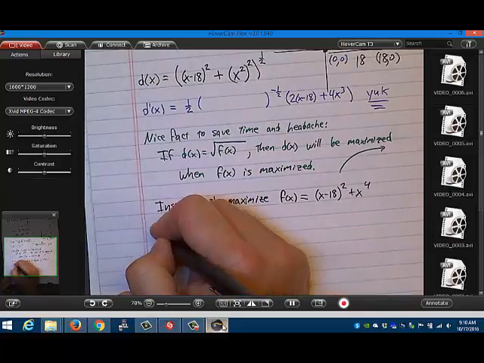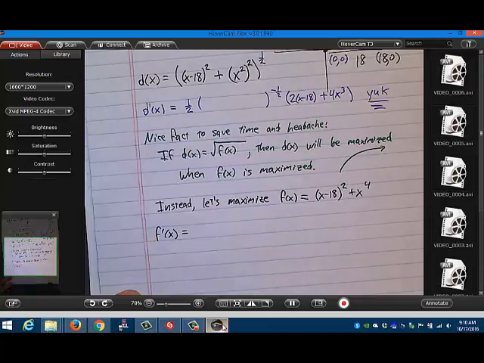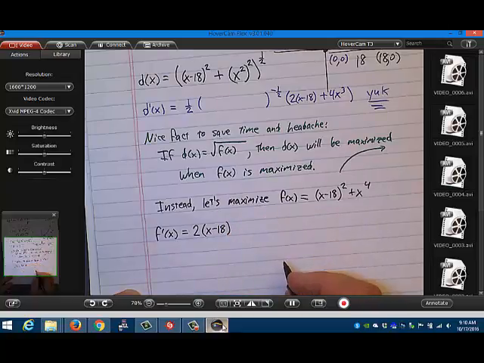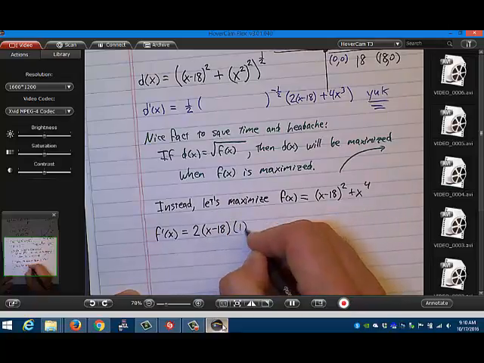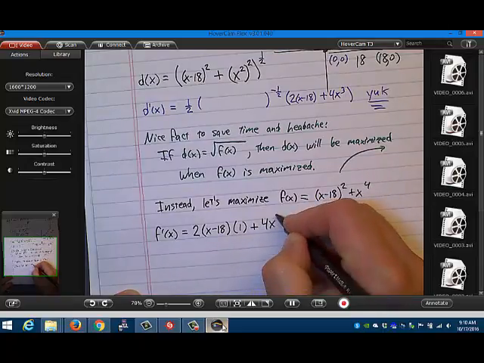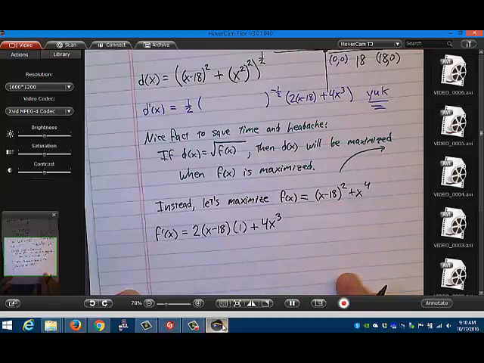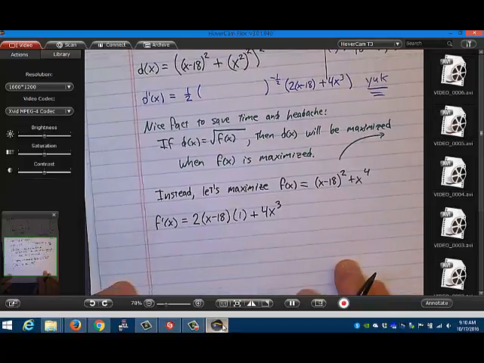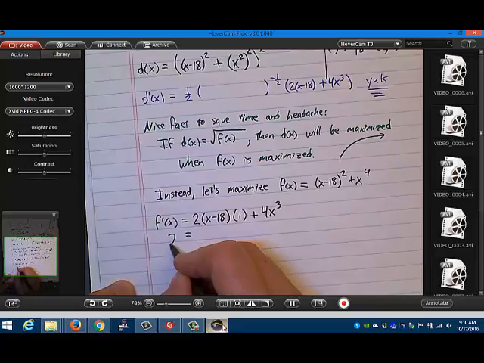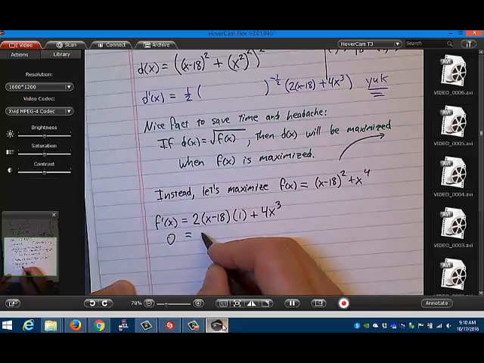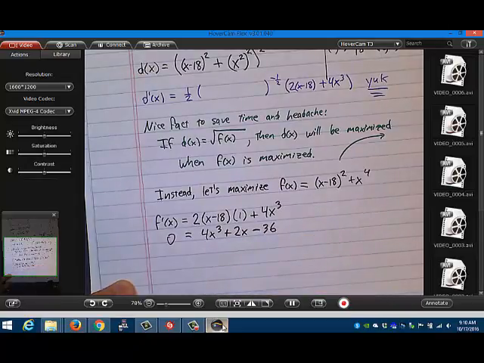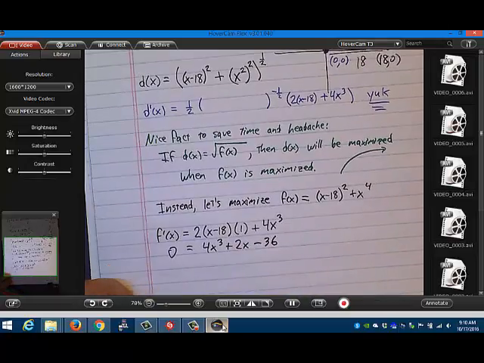So what do we do? F prime of x is equal to 2 times (x minus 18) to the 1st power times 1, right? Plus what? 4x cubed. So that's what I'm going to maximize. So here I go. F prime of x, I'll set it equal to 0. 0 is equal to, we get 4x cubed plus 2x minus 36, if I set that equal to 0.